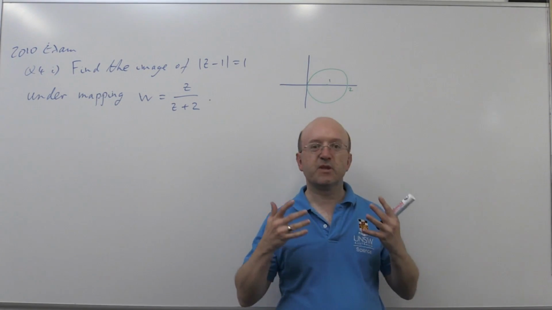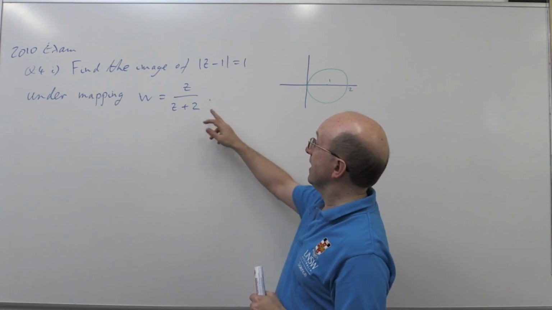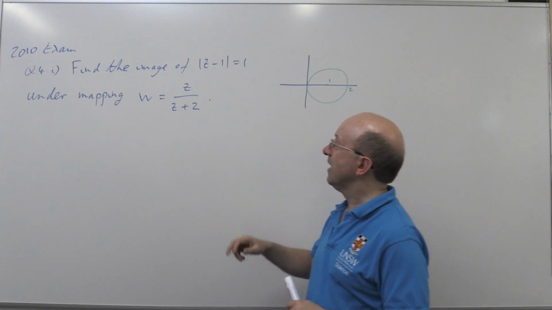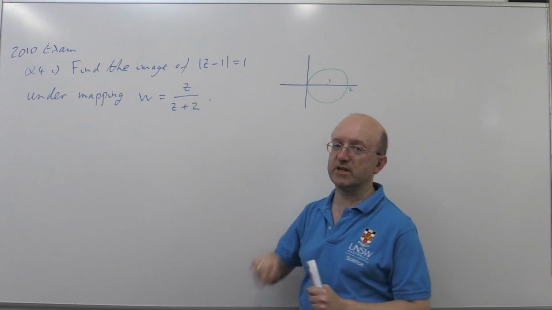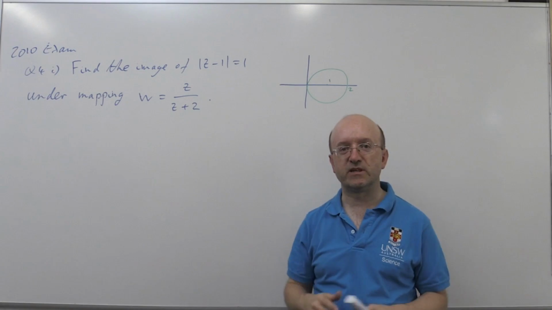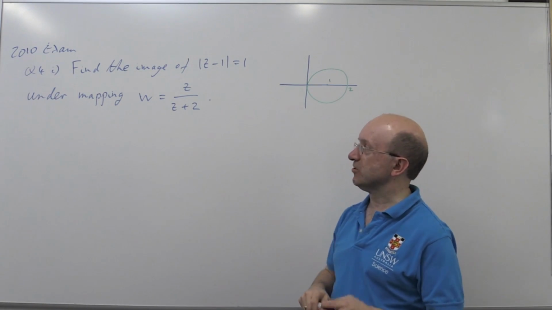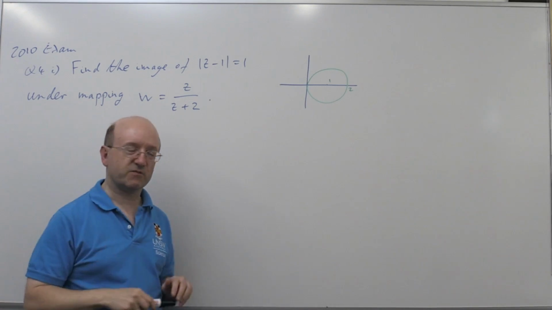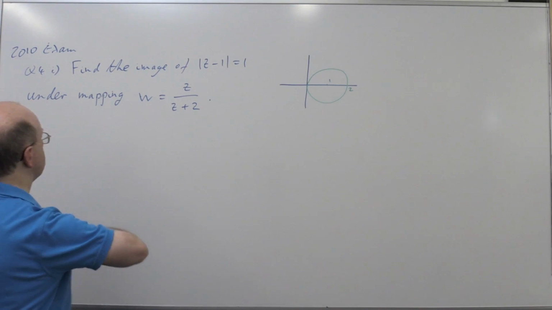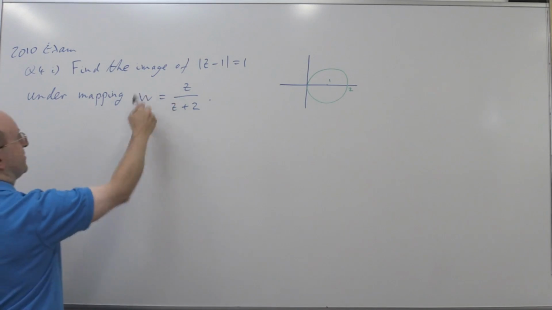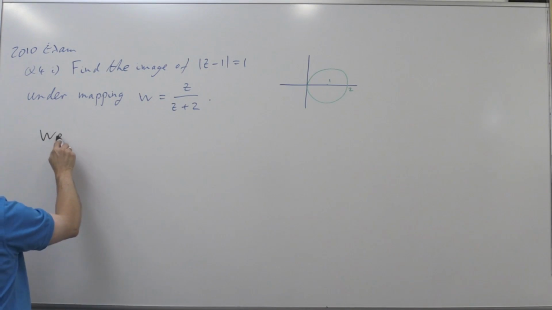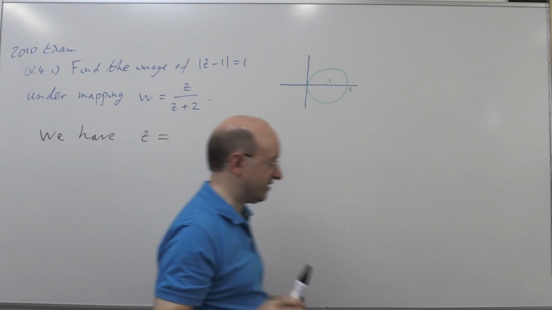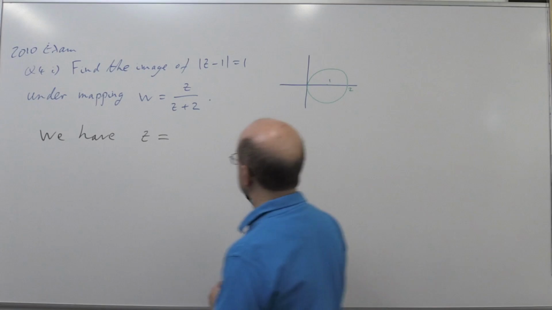So this is a basic mapping problem under a linear fractional transformation, the sort of thing I did in some of the short videos as well. And we're looking at the image of mod z minus 1 equals 1, which is the circle I've drawn in green here, under w is z over z plus 2. Remember, the standard way of doing these things is to invert the problem. So we basically solve this for z. So we have z is, and I actually worked this out beforehand, 2w over 1 minus w.